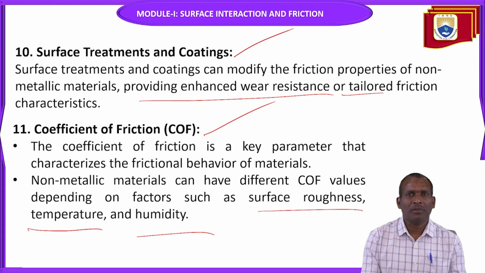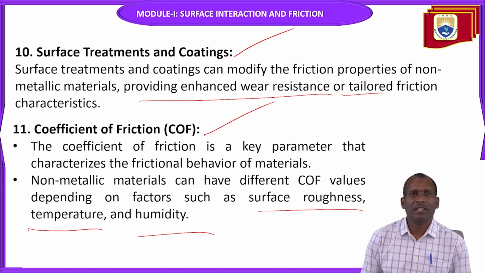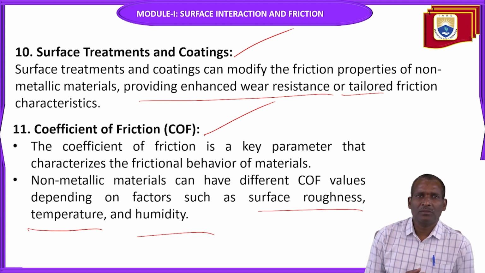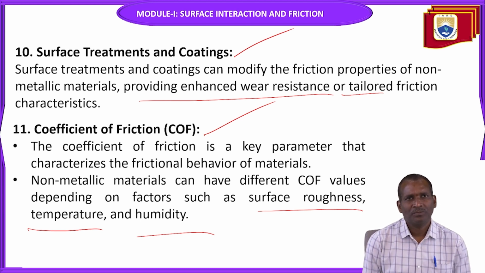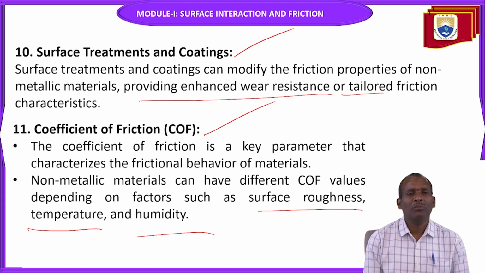So the coefficient of friction is an important factor in metallic or non-metallic materials. The values depend on factors such as surface roughness, temperature value, and humidity value. Based on surface roughness, temperature, and humidity, the value may change. So the coefficient of friction value is not constant for all materials. It may vary.